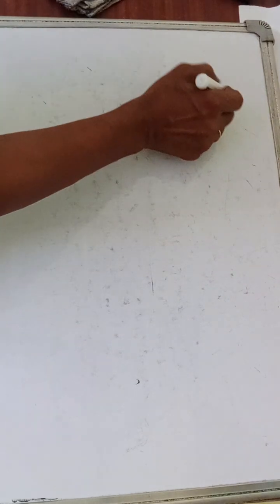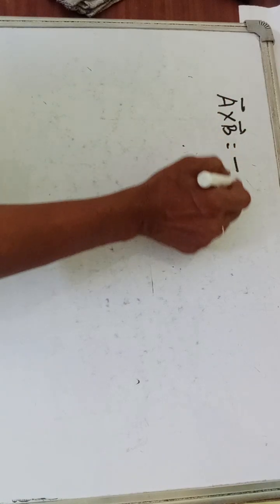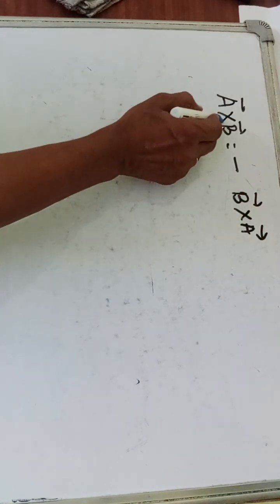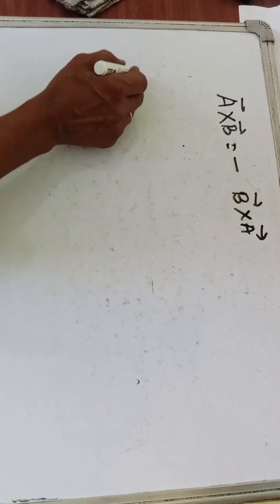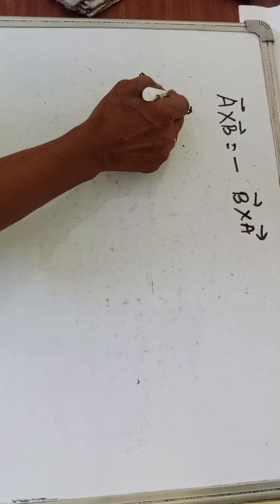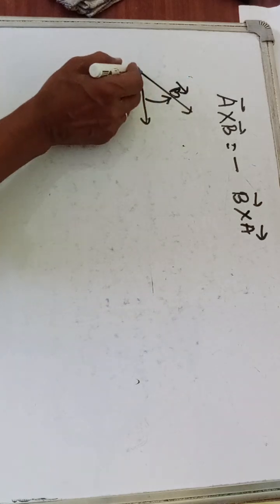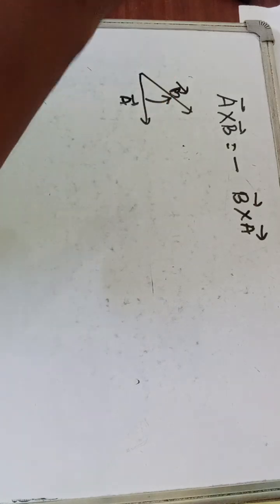Now we have certain important results regarding this vector product, that is A cross B will be negative of B cross A. That means if this is A cross B, once if this vector is A, this vector is B, A cross B will be a vector whose direction will be perpendicular to this board. It's coming out of the board.